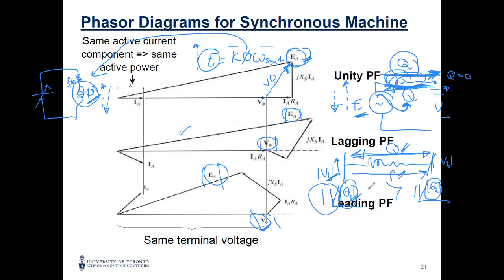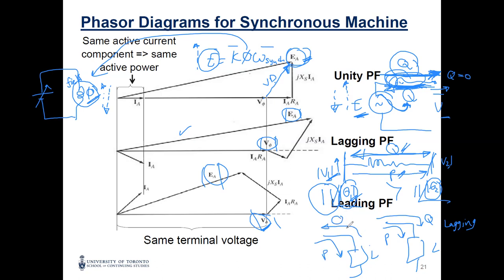One last point, note here: if you have a load, and it's absorbing active power, of course, it's a load. If it's absorbing Q, we call this lagging. If your load is, of course, always taking active power, but it's giving reactive power, we will say this one is leading. It's giving reactive power.